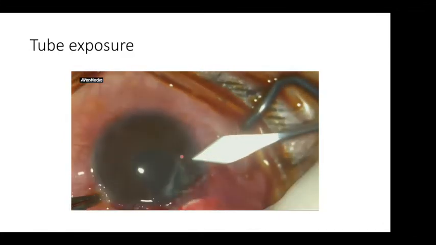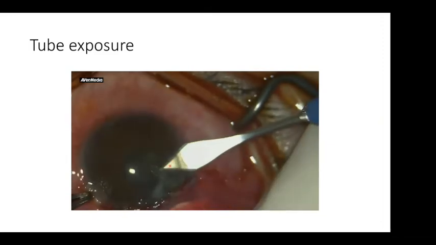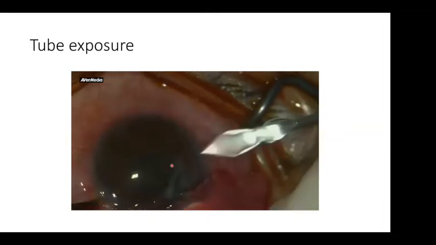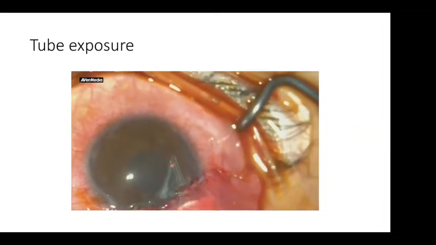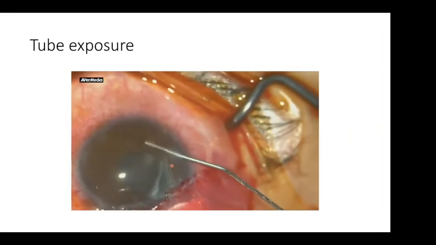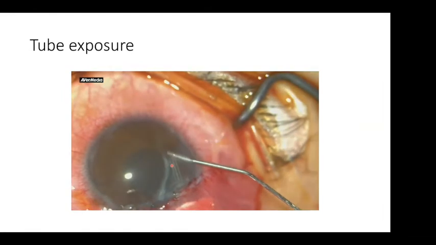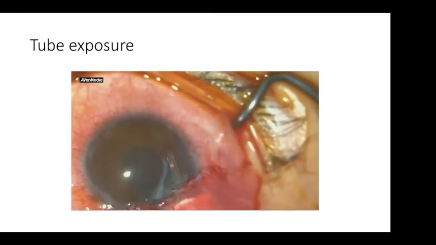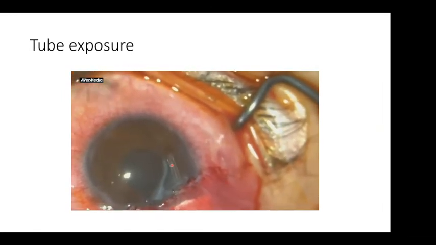Again, the tube is near the cornea, and if the tube is near the cornea, you can always see some corneal opacity nearby. And then I did a direct incision, and then I'll inject Healon to fill the AC beautifully. And then I'll go with a scissor to cut the tube.